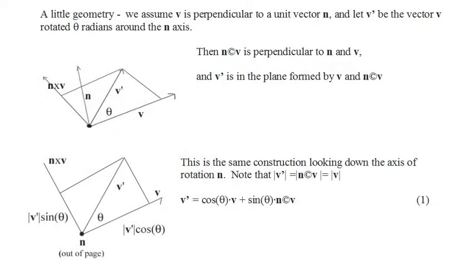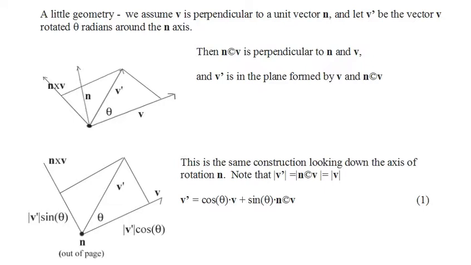So let's do the geometry. Let n be a unit vector that will be the axis of rotation. We'll rotate a vector v around n, and we'll start with v perpendicular to n. Then n cross v is perpendicular to both n and v, and these 2 vectors define a plane which is perpendicular to the axis of rotation n. Let the vector v' be the result of rotating v theta radians around n. Then v' is perpendicular to n and in the plane formed by v and n cross v. This is shown in the top diagram.